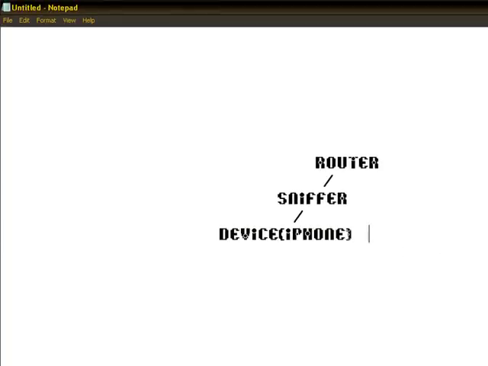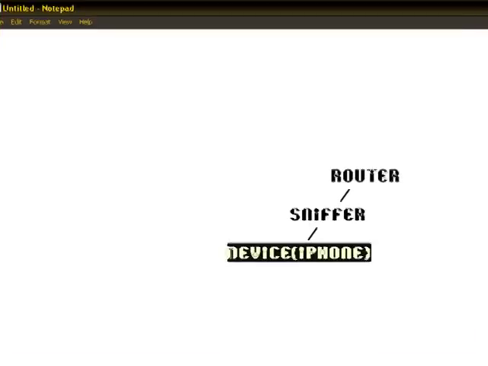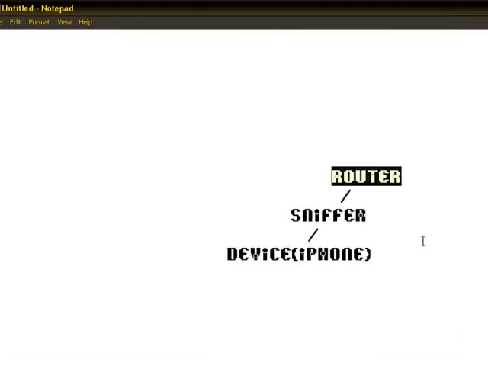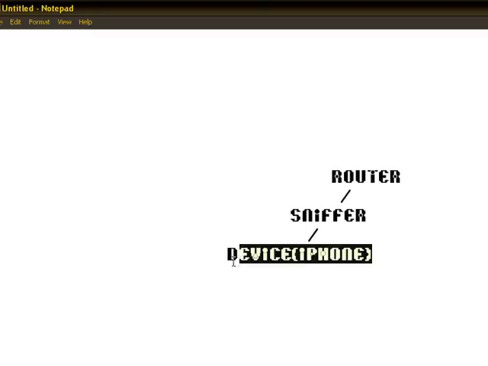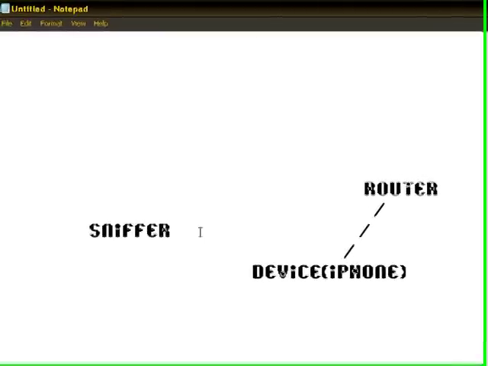So if I've got a device, for this example an iPhone, which is connected to my router using Wi-Fi, the device is going to be sending packets to the router. In the first part, I won't be right in between, so we're going to have a direct connection between each other, sending packets and receiving packets.